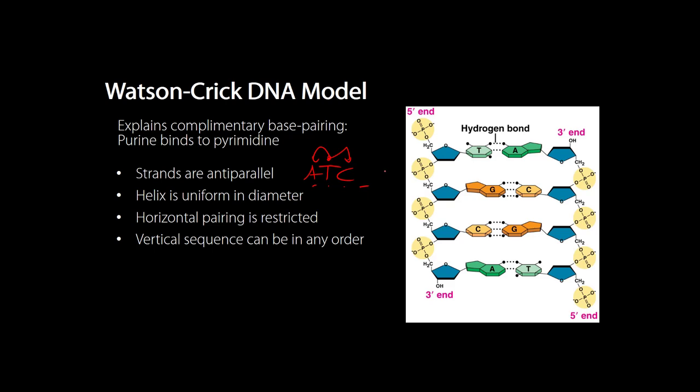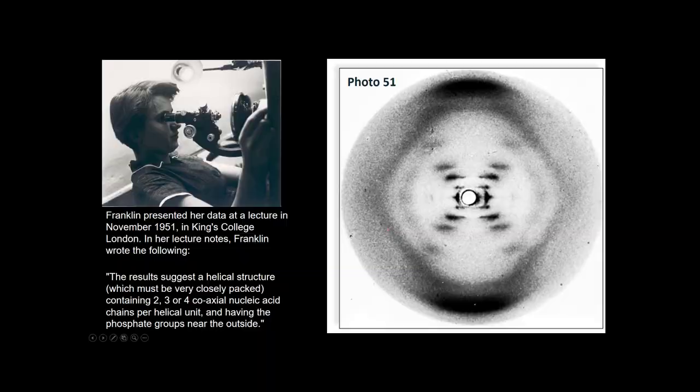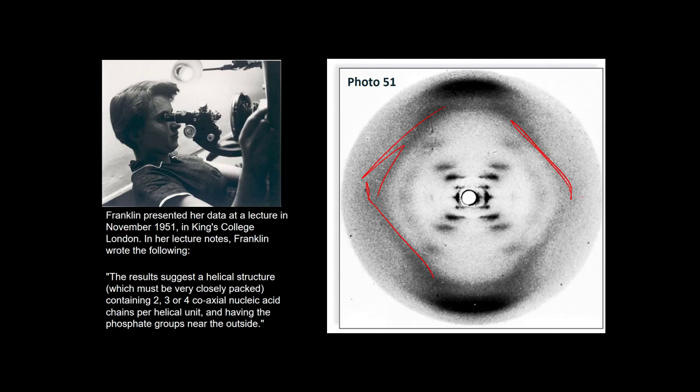So that's that. Here's a nice little diagram showing why you can't have two purines or two pyrimidines put together, that there's a consistent width. And again, this is consistent with the X-ray data. If you go back to photo 51 here, you can see a very nice, very resolved, even structure. There's no variance to that.